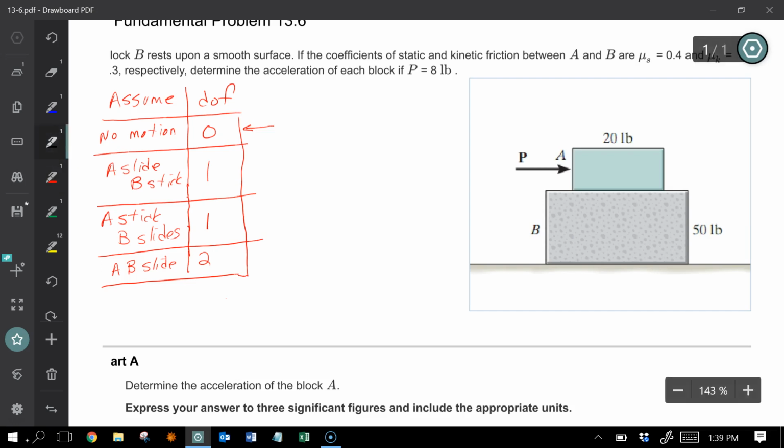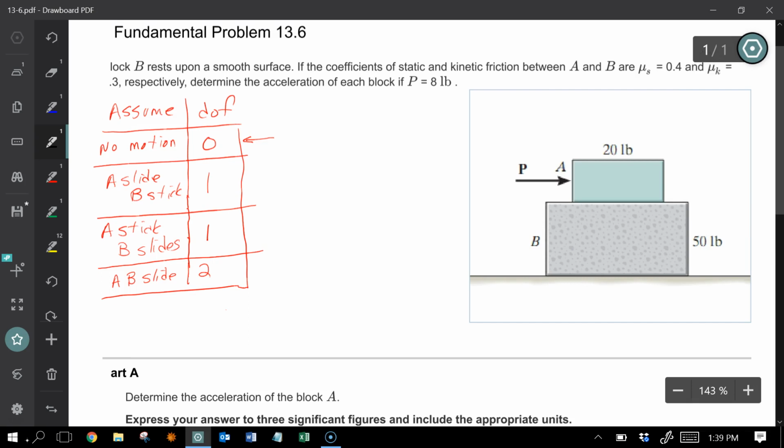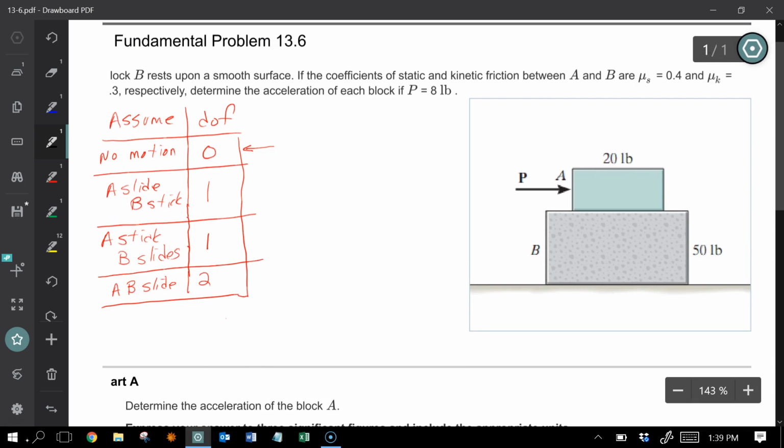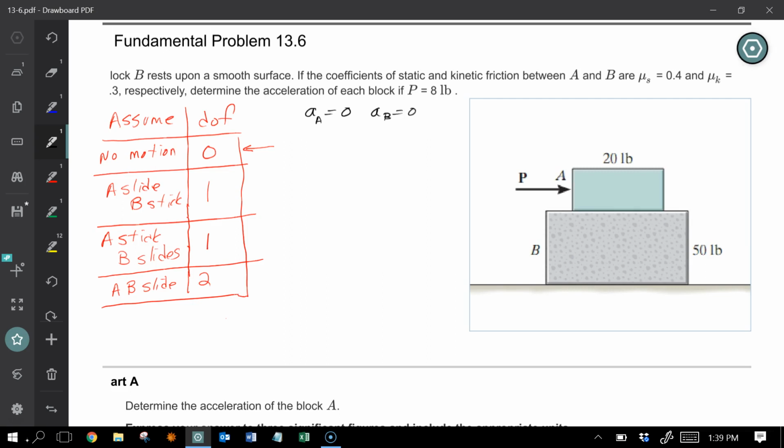Okay, so what you're going to do is, in this particular case, you have 0 degree of freedom. Now, if the assumption is true, you can tell me right now what's the acceleration of two blocks. Oh, it's easy. If in fact my assumption is true, the acceleration of A is 0 and the acceleration of B is equal to 0. Boom, problem solved. Go to the next problem. Okay, but stop. You've got to determine whether or not this is true.